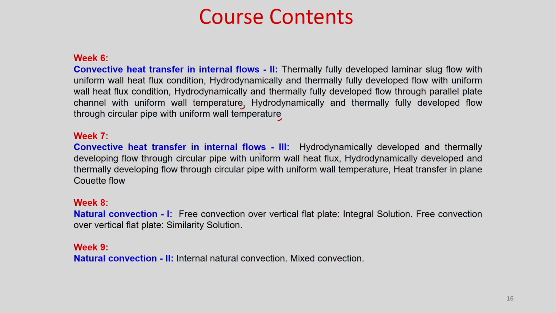In week 7 also we will continue with internal flows: hydrodynamically developed and thermally developing flow through a circular pipe with uniform wall heat flux. In this case you can see we will consider hydrodynamically developed, but thermally developing flow. Next we will consider hydrodynamically developed and thermally developing flow through a circular pipe with uniform wall temperature. So, two different thermal conditions we will consider, and at last we will discuss heat transfer in plane Couette flow. In week 8 we will start natural convection.